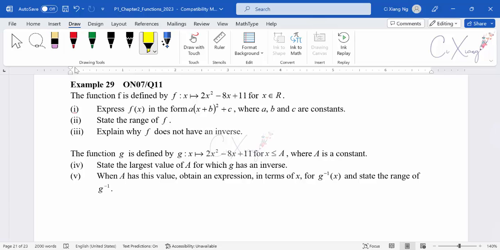Again, I have the function f. It is given like this, and the domain given is x can be any real number. In the first part, they want us to express this again in the form a(x + b)² + c, the completed square form.